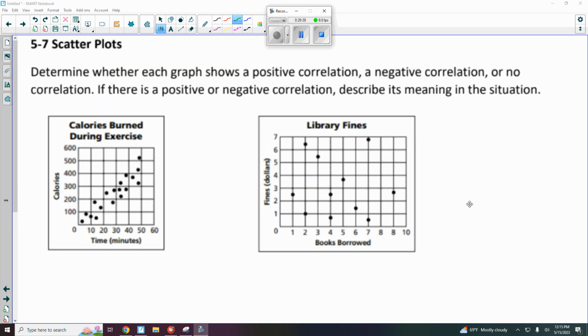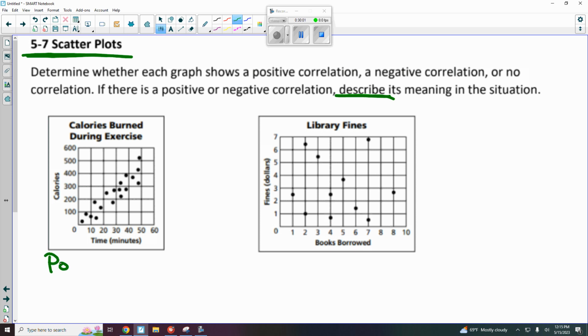Our next part is the scatter plots. And the first thing we're asked to do is determine whether each graph shows a positive correlation, a negative correlation, or no correlation. If there's a positive or negative correlation, describe its meaning in the situation. So the first one we are given is calories burned during exercise. And we have time in minutes being exercised and the calories being burned. What type of correlation does it have?